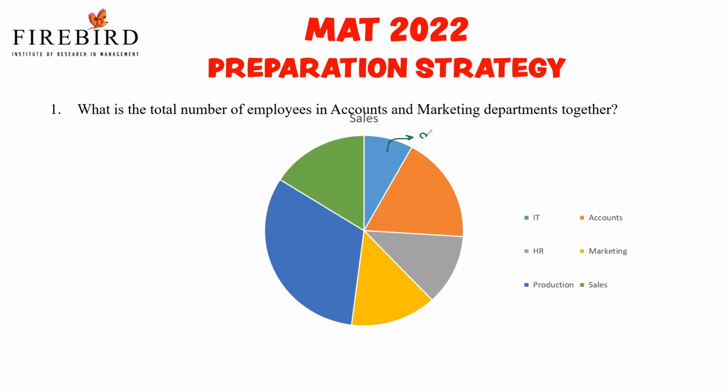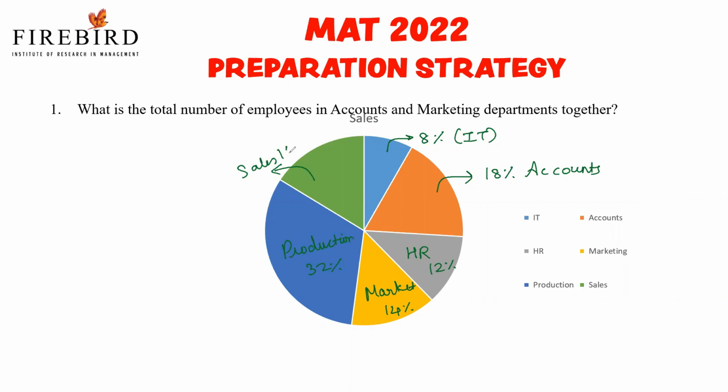Take IT as about 8%. And next, accounts, 18%. And next one, HR 12%. And next, marketing 14%. And next, production 32%. And the last one, sales 16%.